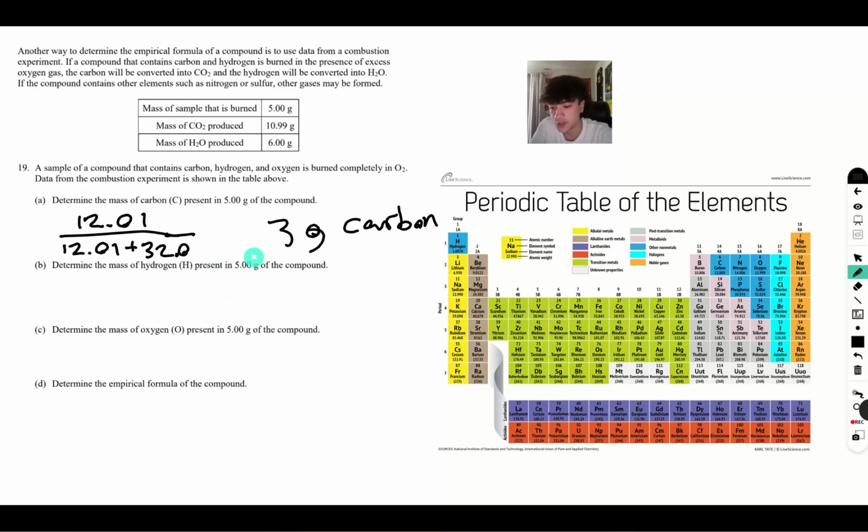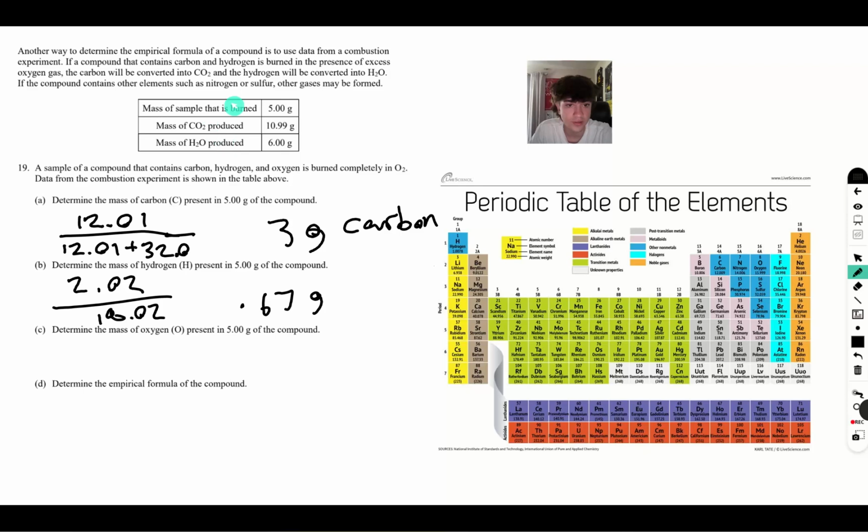Now let's see how many grams of hydrogen are produced, and we do the same thing for this one. 2 atoms of hydrogen weighs 2.02 grams, and then we have 2.02 plus 16, so we get 18.02. 2.02 divided by 18.02 gives you somewhere around 11.2%. Now multiply that by the 6 grams, and you'll get 0.672 grams. I'm going to round that to 2 sig figs, so 0.67 grams.